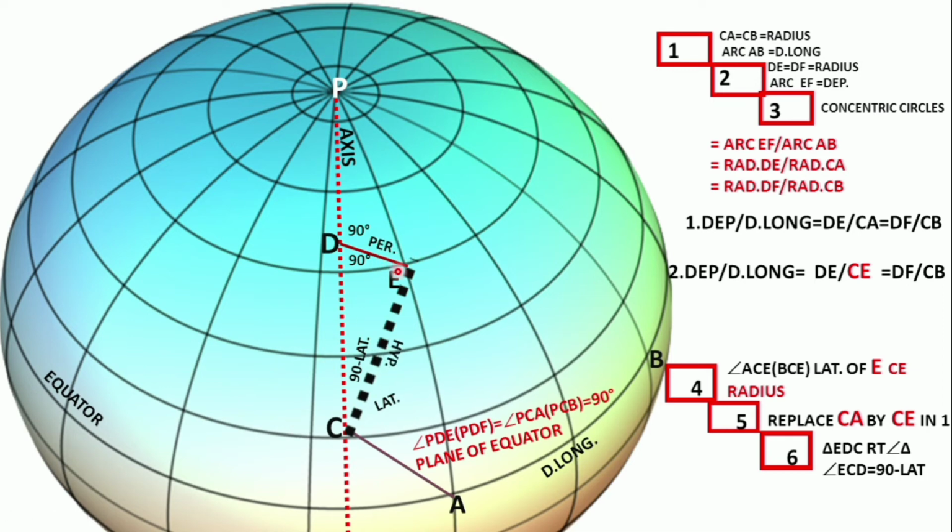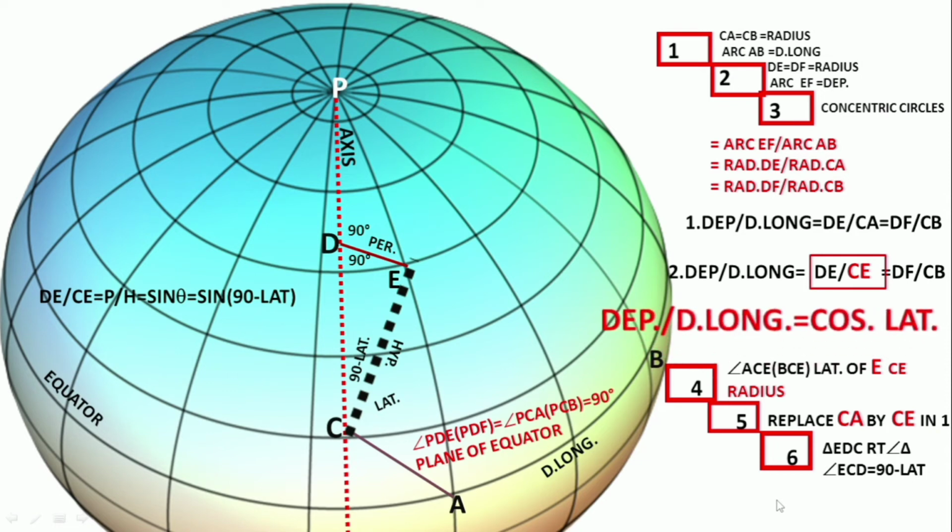Now in this triangle, being a right angle triangle, E to D is your perpendicular. This is your hypotenuse. And perpendicular by hypotenuse is sine of theta, that is sine of 90 minus latitude here. So departure by D.LONG is equal to cos of latitude. An important relation between departure, D.LONG and latitude.